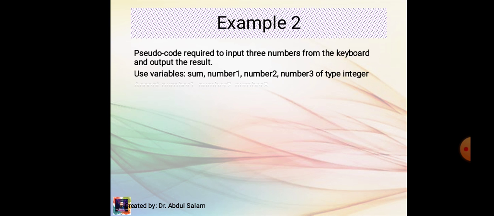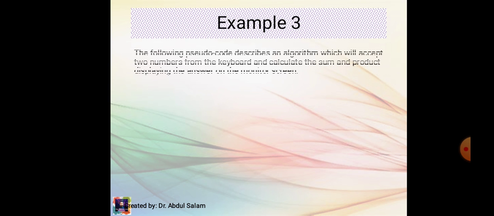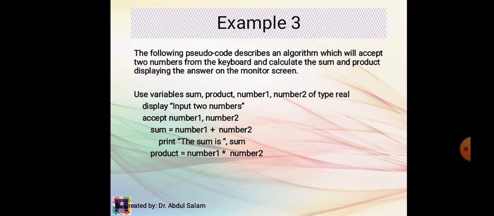This is example number 2. Pseudocode required to input 3 numbers from the keyboard and output the result. This is example number 3. The following pseudocode describes an algorithm which will accept 2 numbers from the keyboard and calculate the sum and product, displaying the answer on the monitor screen.